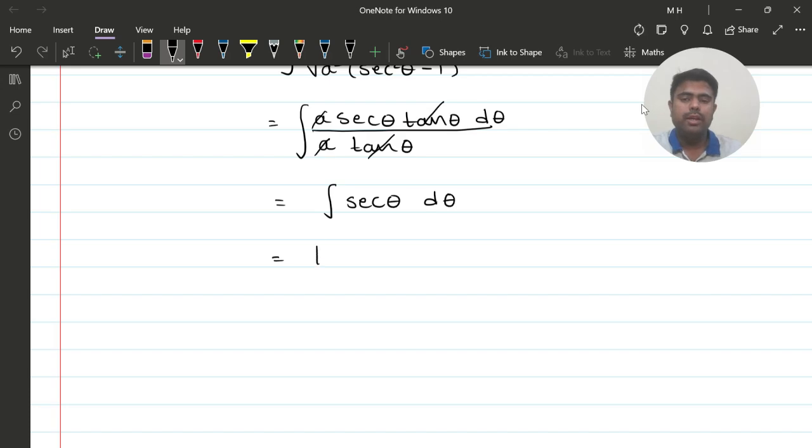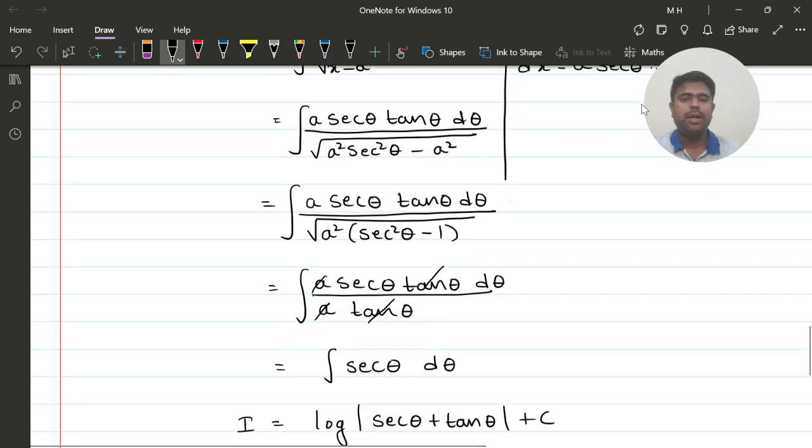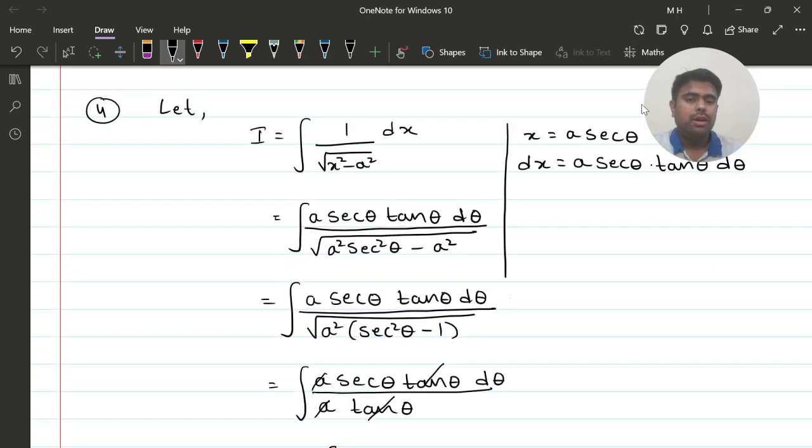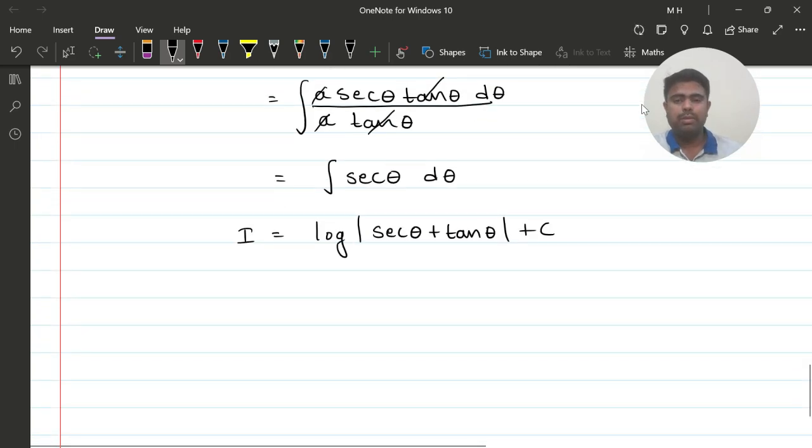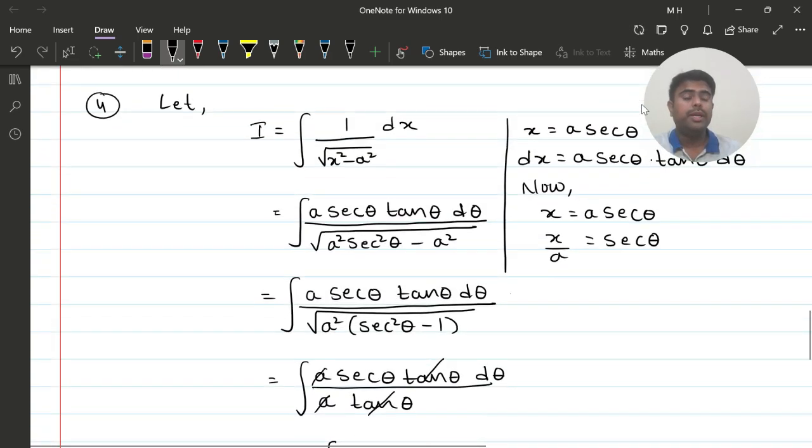So therefore the integral of this would be log mod sec theta plus tan theta plus c. So this is going to be the integral, this is I. But now theta is to be expressed in terms of x. Since x equal to a sec theta, therefore x by a equals sec theta. No problem, this is equal to log mod sec theta, which is x by a. Fine. What will be tan theta?